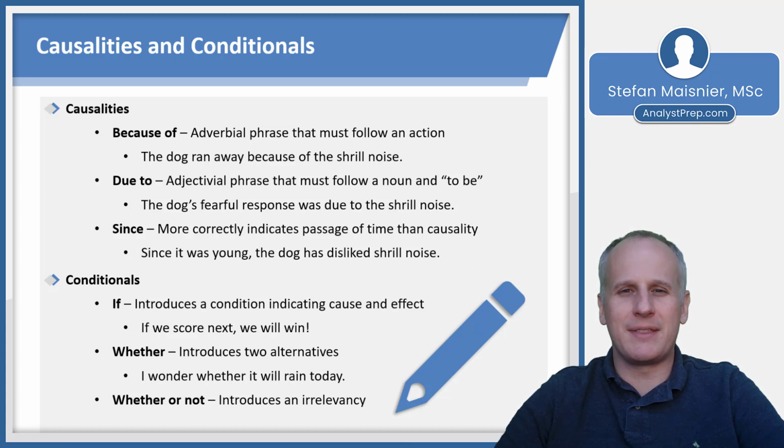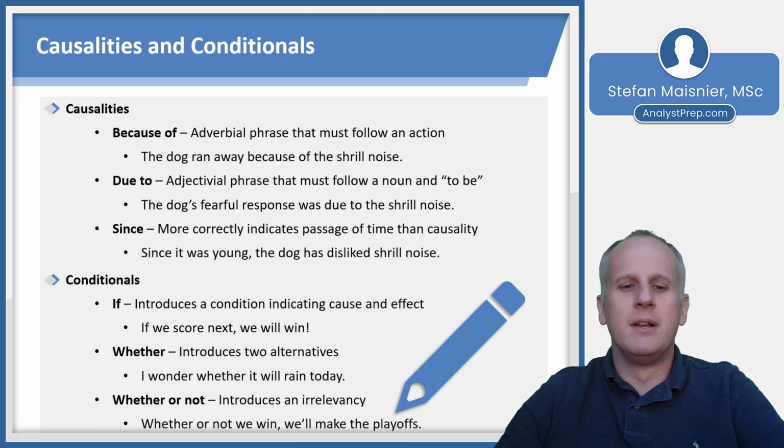Now, if you do use whether or not, the only time it won't be redundant is when you introduce something that is ultimately an irrelevant condition, such as whether or not we win will make the playoffs. Because apparently the team you and I are on, we will make the playoffs regardless of winning. Because if we win, if we do not win, we will make the playoffs. And the whether is used because it's only a two option dichotomy. So these are the ways in which you can use conditionals when you're dealing with idioms properly.